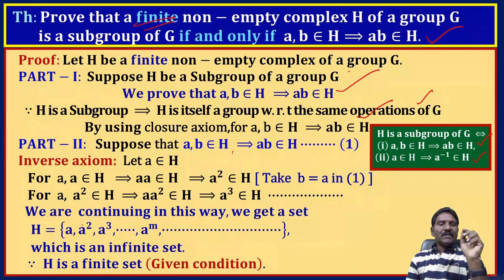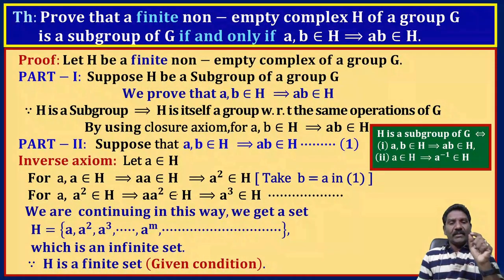Now part 2, this is the sufficient condition. Suppose a, b belongs to H gives ab belongs to H. It is denoted by equation 1. Now we prove that H is a subgroup of G. H is a subgroup of G means H satisfies two conditions. a, b belongs to H gives ab belongs to H is the closure property. a belongs to H, a inverse belongs to H is the inverse property. The two conditions are enough for a subgroup. Already we have proved the very important theorem: H is a subgroup of G if and only if it satisfies two conditions.